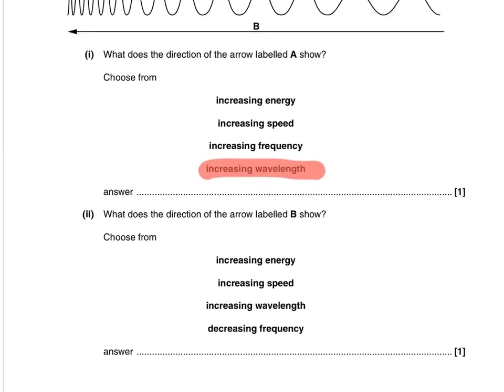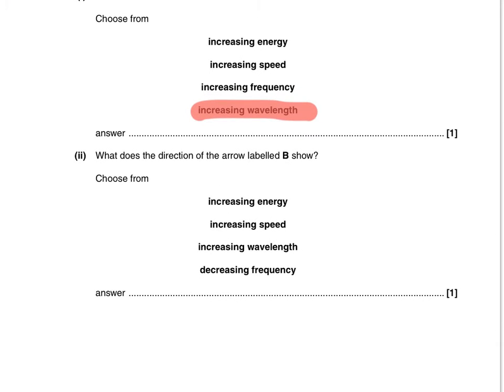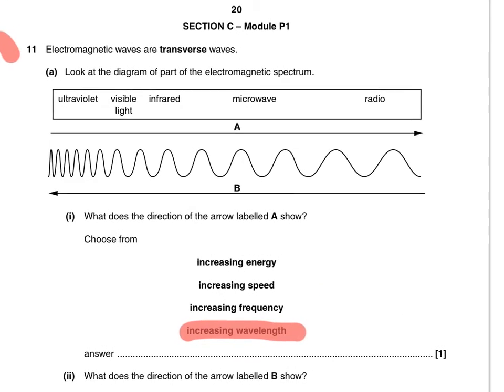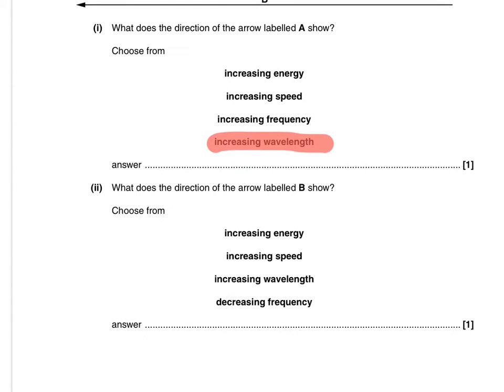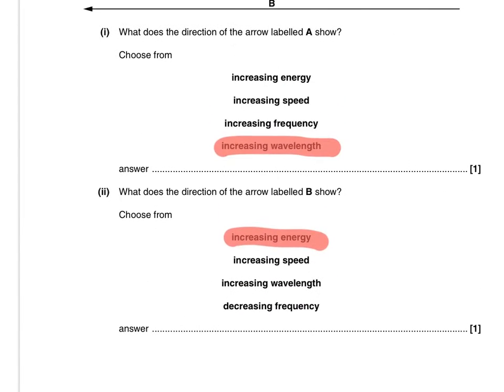Okay? Part B. What does the direction of the arrow labelled B show? So look at the B, pointing in the opposite direction. So what is it going to be? It's increasing energy. Really quick start to the question, okay?